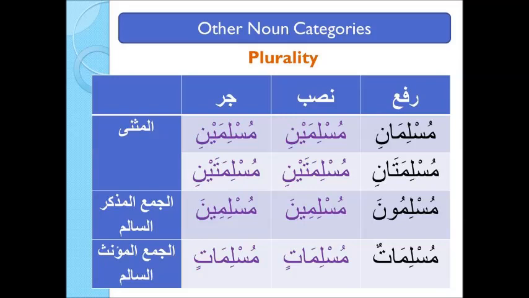And the sound feminine plural, al-jam'u al-mu'annath salim, muslimatun, in the state of rafa, and in the state of nasab and jar, muslimatin.